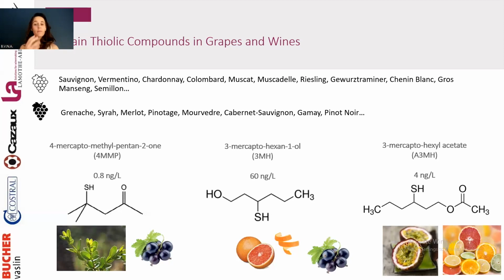So once the yeast transforms the 3-MH into acetate 3-MH, with the same molecule being transformed, we increase a lot the intensity of the aroma and the perception of it, because the threshold is only 4 nanogram per liter. Okay, so these will be the two thiols and acetate that we will talk about today, that are really the main ones that we find in grapes, also in wine.